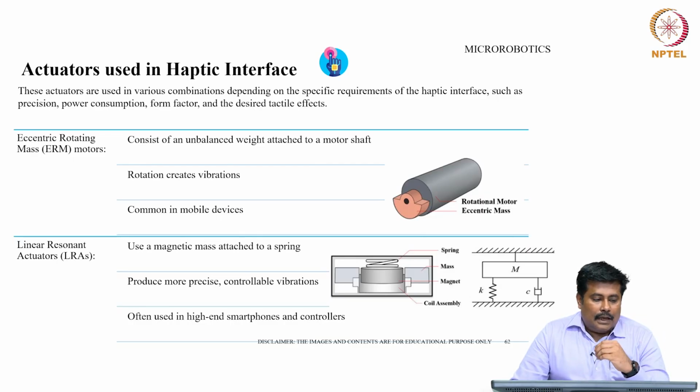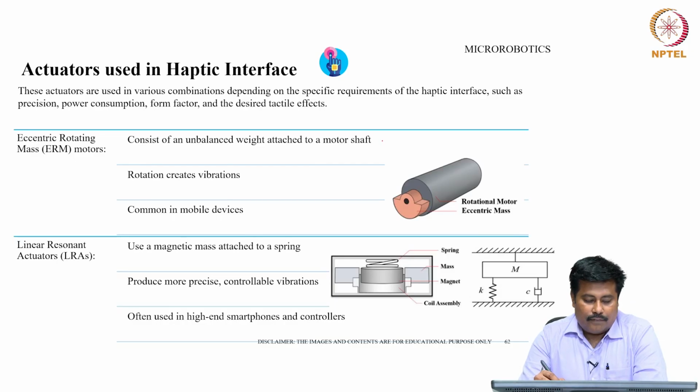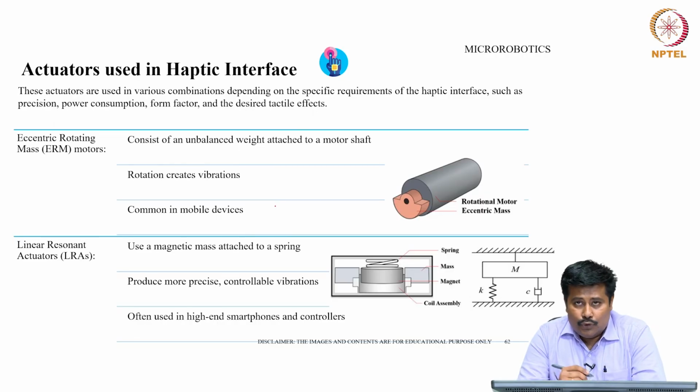Let us take an example of an eccentric rotating mass motor. It consists of a balanced weight attached to a motor shaft. It rotates, and the rotation creates a kind of vibration. It is commonly used in mobile devices. So this is a kind of rotation motor with an eccentric mass.